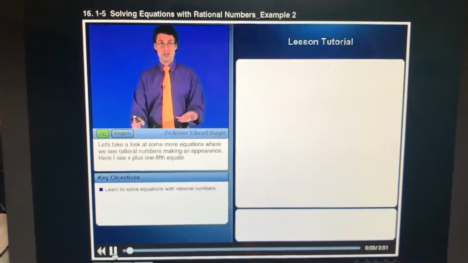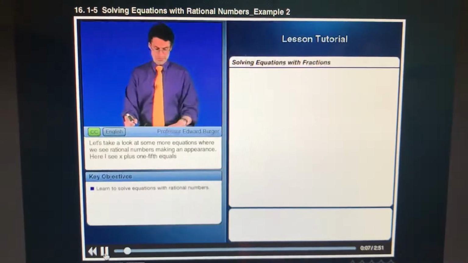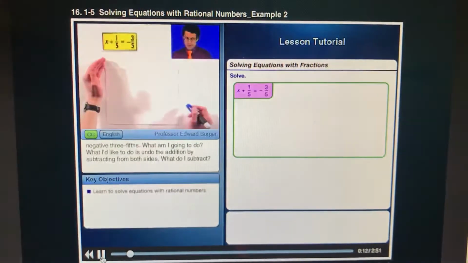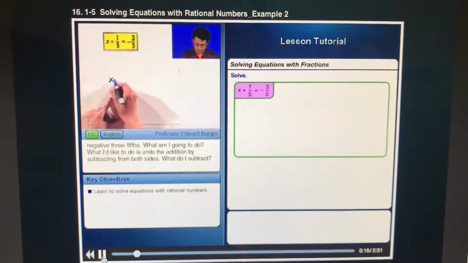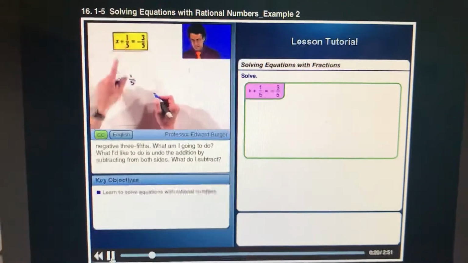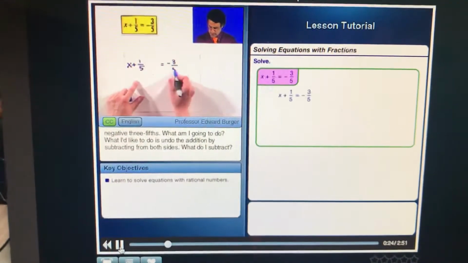Let's look at some more equations where we see rational numbers making an appearance. So here I see x plus 1/5 equals negative 3/5. So what am I going to do? Well, what I'd like to do is undo the addition by, you guessed it, subtracting from both sides.